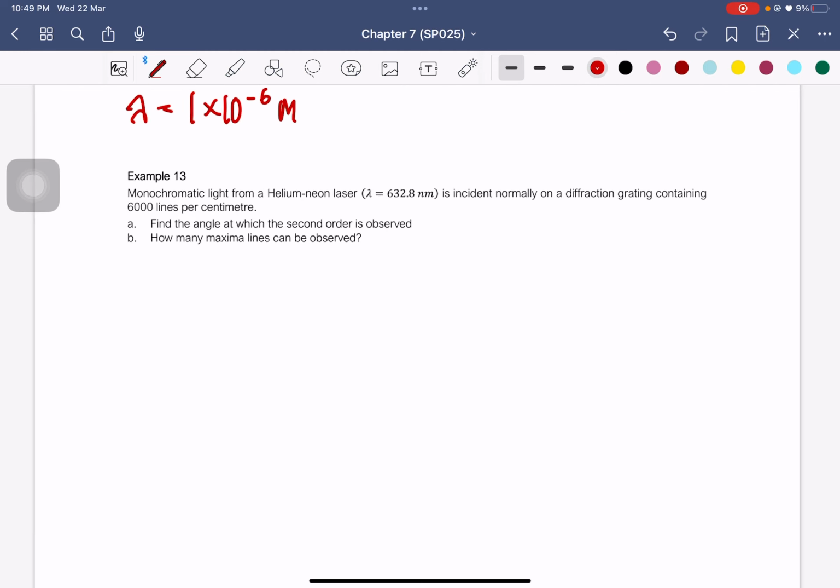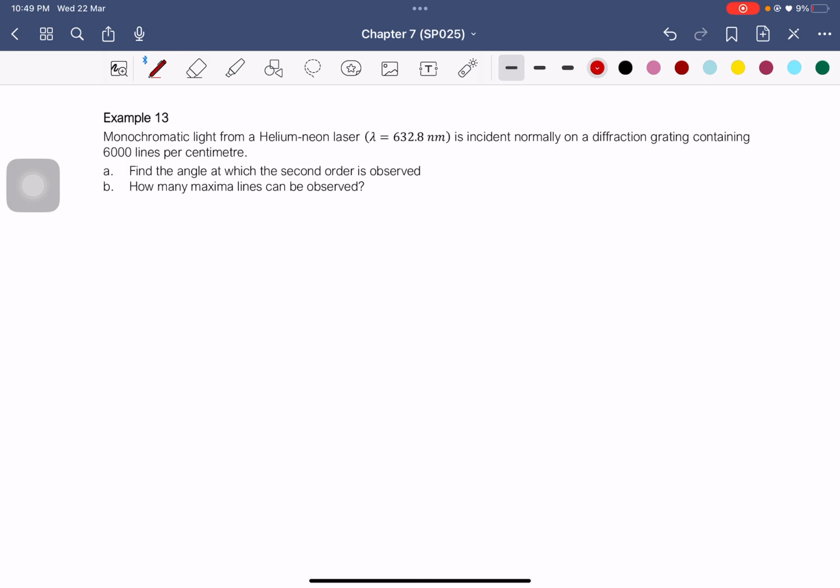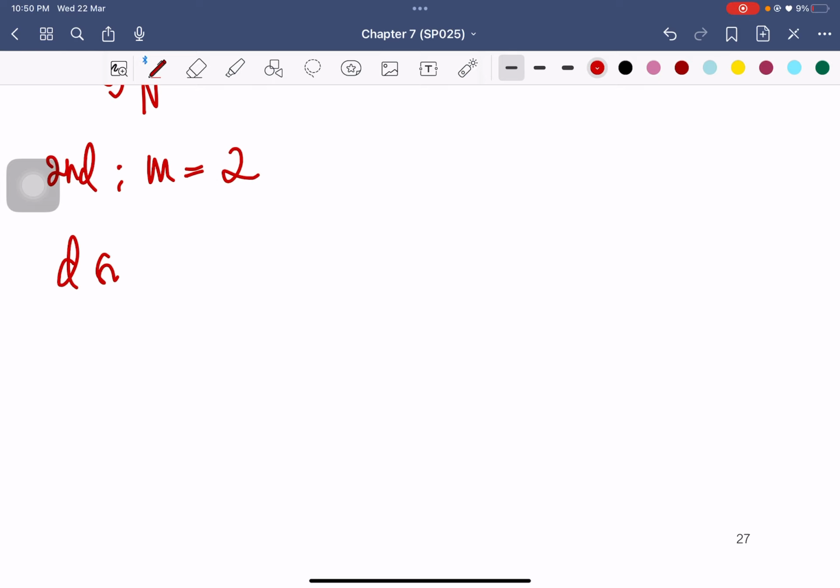Right. Last example, example 13. We have a monochromatic light from a helium neon laser, that is the wavelength, incident normally on a diffraction grating containing 6000 lines per centimeter. So this is the value of n. Find the angle at which the second order is observed. So we are going to do the second order. Okay, so for second order, m is going to be equal to 2. So the formula is again d sine theta m equals m lambda.